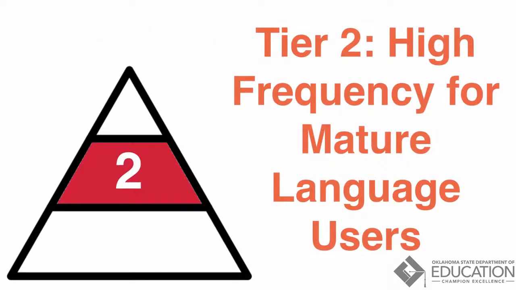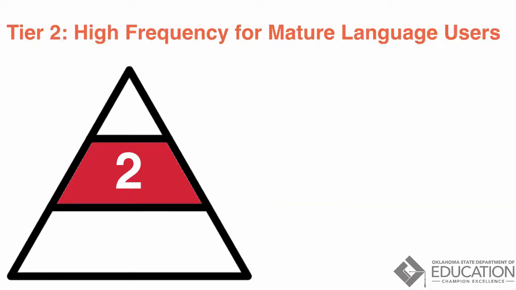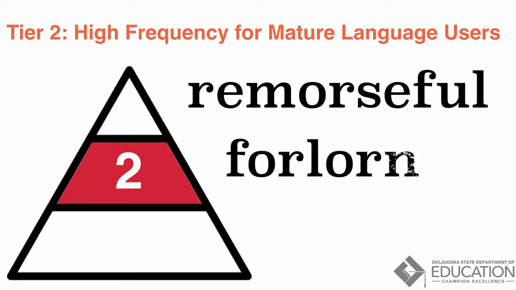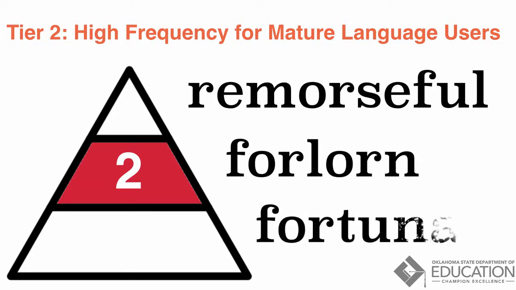Tier 2 words are going to be words that are often used in literature. These are not necessarily words that you are going to use every day in your normal discussions with people, but those are going to be words like remorseful or forlorn or fortunate. You know, those words don't often just pop out of our mouths, but those are words that students will definitely be reading, and they have to know the definitions of those words.